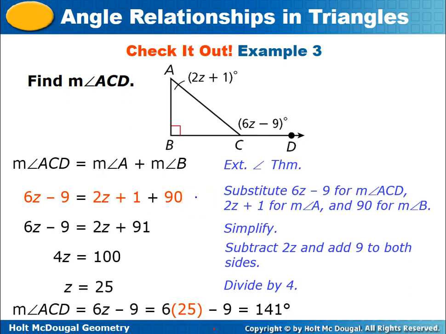Again, I want to check this. So we're going to go ahead and plug it in up here too. So that's going to be 2 times 25 plus 1. That's 51, right? And what is 51 plus 90? That's 141. And that's what it should be. That's a great way to check to make sure you got the correct answer.